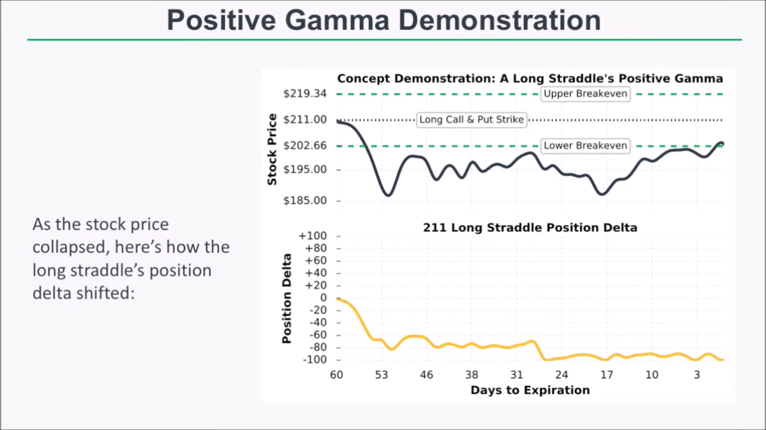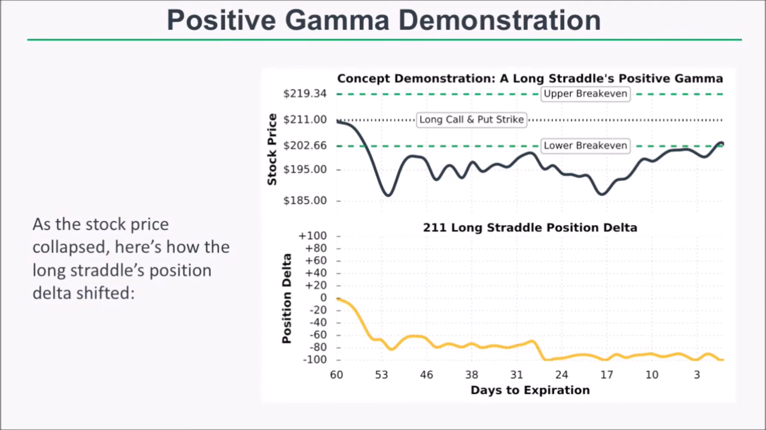So the net effect of that is that the position delta of the long straddle starts to grow more towards negative 100. Now, a delta of negative 80 means that if the stock price decreases by $1 more, we're expected to profit by $80. And if the stock price increases by $1, we're expected to lose $80.